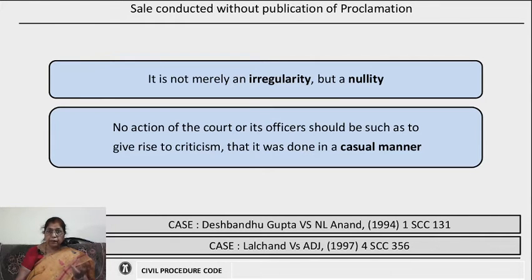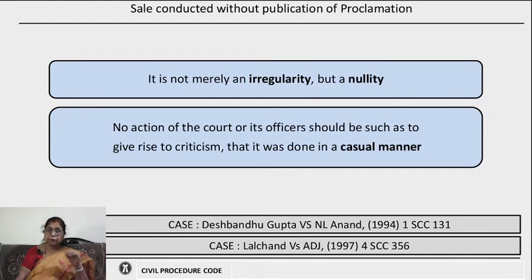In Lalchand versus ADJ in 1997, the Supreme Court said that no action of the court or its officer should be such as to give rise to criticism that it was done in a casual manner. That means, if the officers of the court conduct the sale in such a manner that a person who looks into the sale comes to know that it is not done properly or it is in a casual manner, then that sale cannot be a proper sale. That was stated in Lalchand versus ADJ.